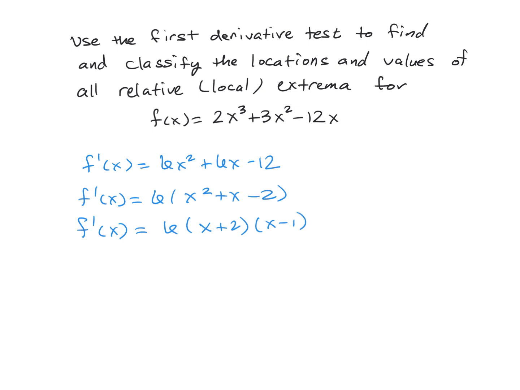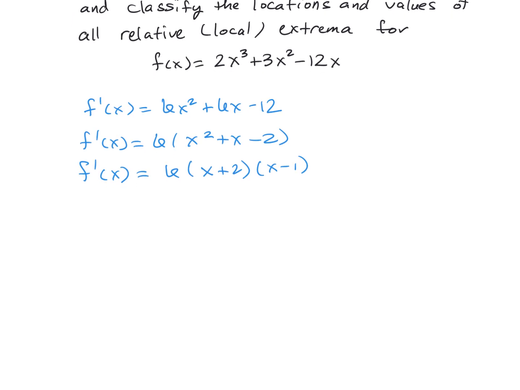Now, since this derivative is polynomial, we don't have any places where it's undefined, but we do have two critical numbers from setting it equal to 0. And by inspection, we see that both x equals -2 and x equals +1 are critical numbers since they make our derivative equal to 0.